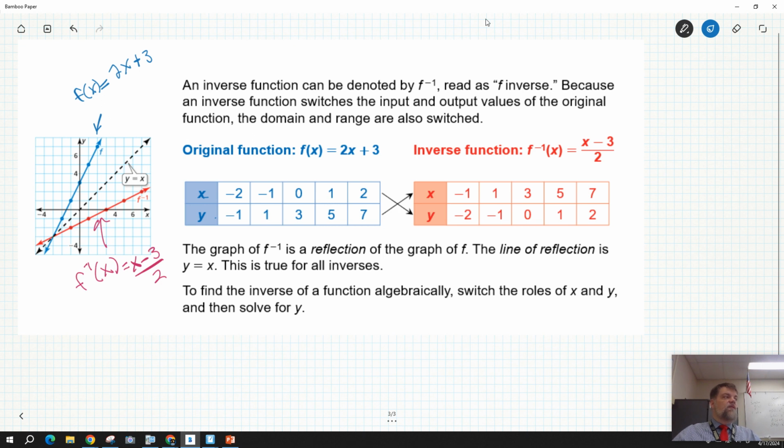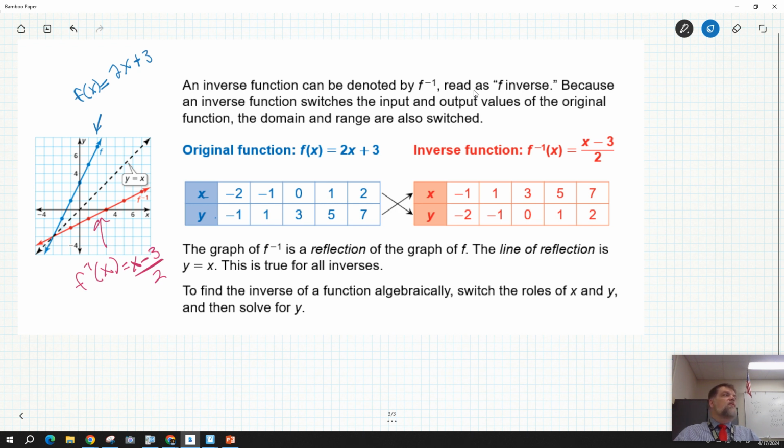Now you can start writing it down. The inverse function can be denoted by f raised to the negative 1, which is how you might think about it, but really it's read as f inverse. Because the inverse function switches the input and output values of the function, the domain and range are also switched too. So the graph of f inverse is the reflection of the graph of f across the line y equals x. This is true for all inverses.